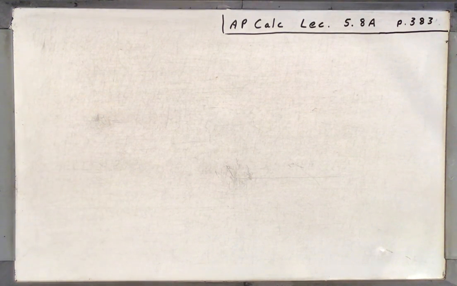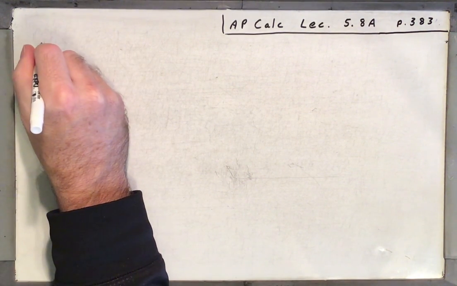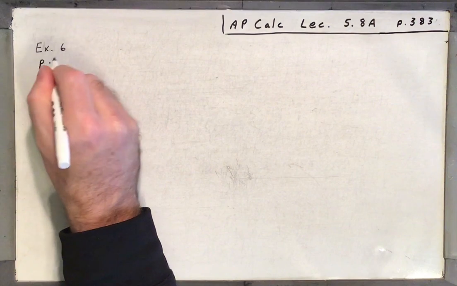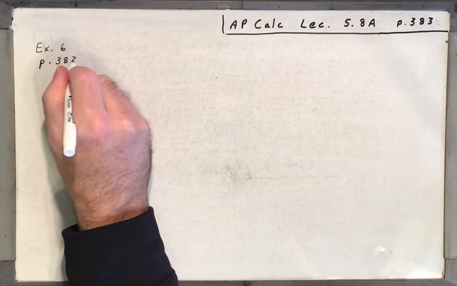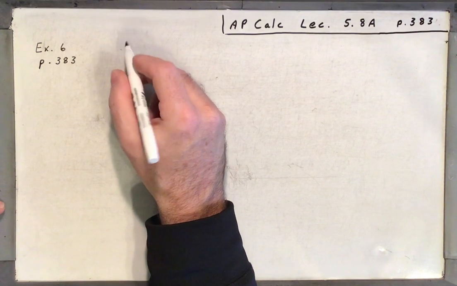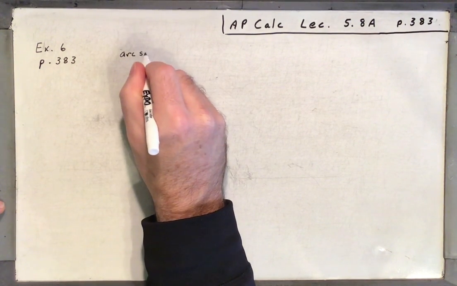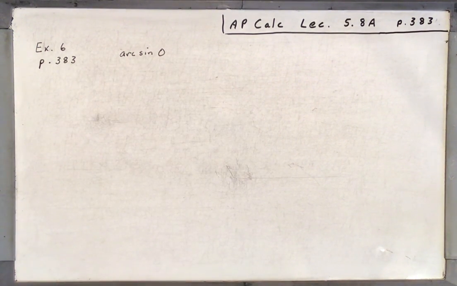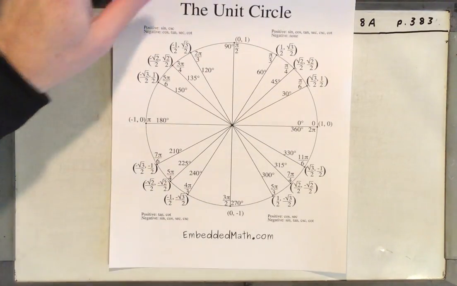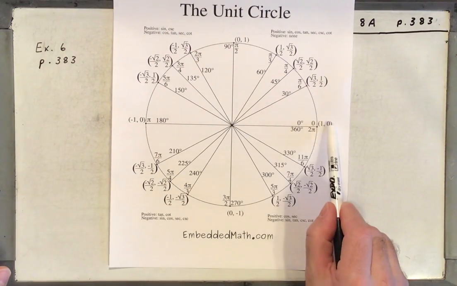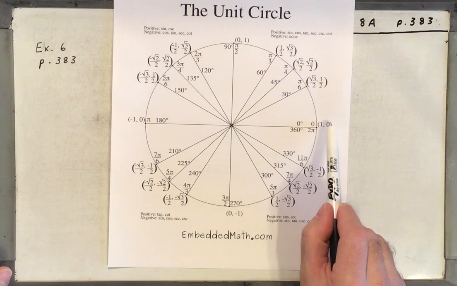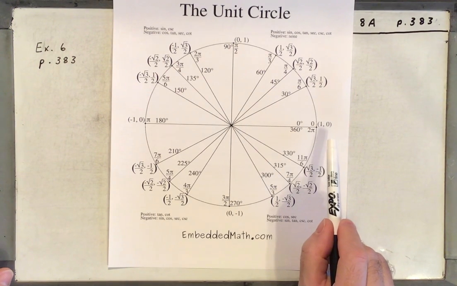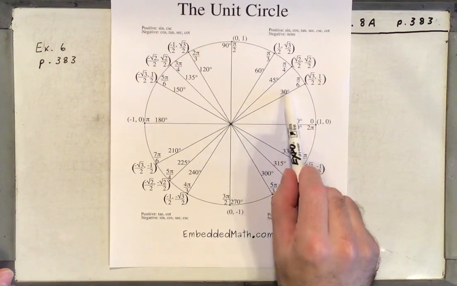Okay, our first example problem is number 6, and this is on page 383. We're supposed to do this without a calculator. Find the arc sine of 0. On your unit circle, the way it reads is cosine and then sine. So at 0 radians, sine is 0, and that does fall within the quadrant 1 and quadrant 4 restriction.